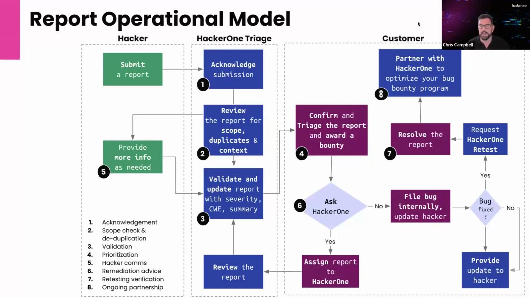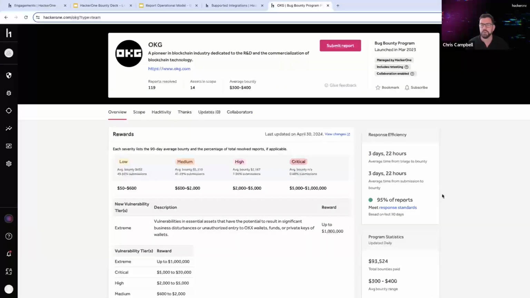So what's next? What does a successful year-round program look like? Now, this is where I want to jump on to a real-world bug bounty program. So OKG, also known as OKX, is the world's third largest cryptocurrency exchange. They've been a customer of mine for over a year.